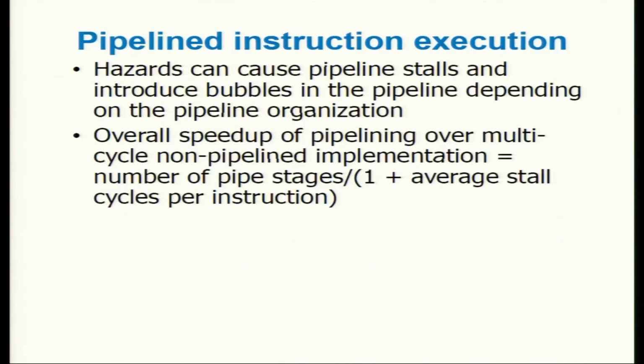So essentially, hazards can cause pipeline stalls and introduce bubbles in the pipeline, depending on the pipeline organization. And the overall speedup of pipelining over a multi-cycle non-pipelined implementation is the number of pipe stages divided by 1 plus the average stall per instruction. So this is the ideal speedup, the number of pipe stages. As you make the pipe deeper and deeper, it should give you better and better performance. But this term here gradually eats into your speedup, because typically as the pipe gets longer, these stalls become more and more.